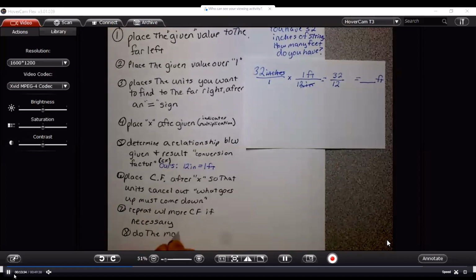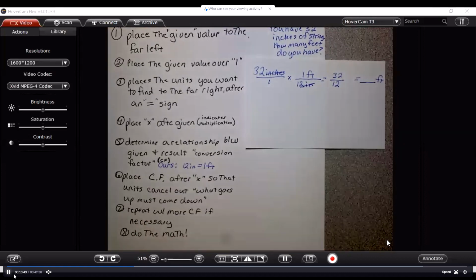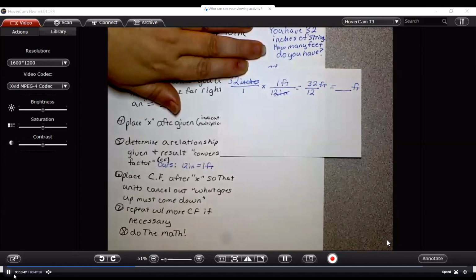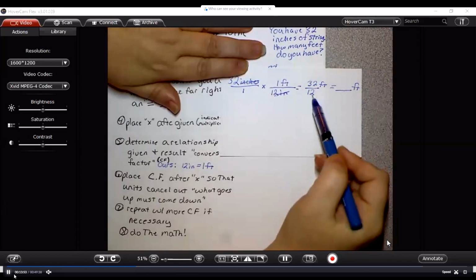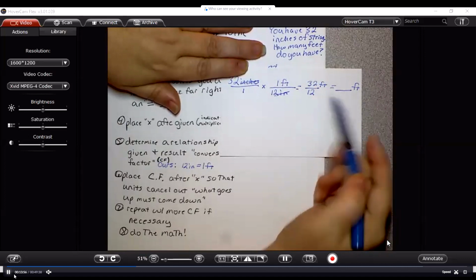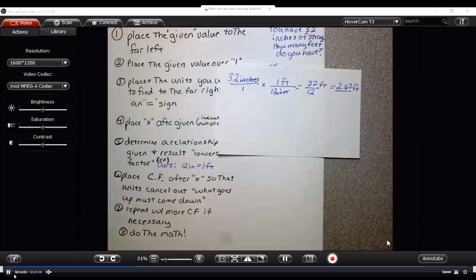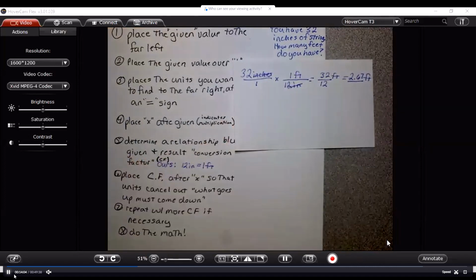Step 8, we've actually already started. Step 8 is do the math. So 32 times 1 is 32. 1 times 12 is 12. Now that we're at that point, we're going to divide that out. Feel free to use a calculator when you're doing the math. It's totally fine. I've already done this and determined that 32 divided by 12 is 2.67 feet. So our answer is 2.67 feet.